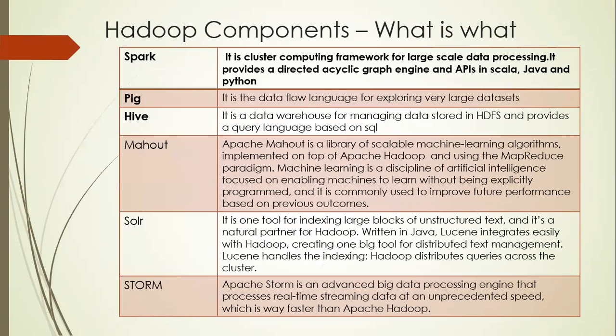Pig is nothing but a data flow engine for exploring very large data sets. Hive is kind of like a warehouse in the HDFS system. Mahout is a library of scalable machine learning algorithms that can be run using Mahout. Solr is a tool for indexing large blocks of unstructured data, so the data processing can be done efficiently. Storm is also from Apache. It's an advanced big data processing engine that processes real-time streaming data.